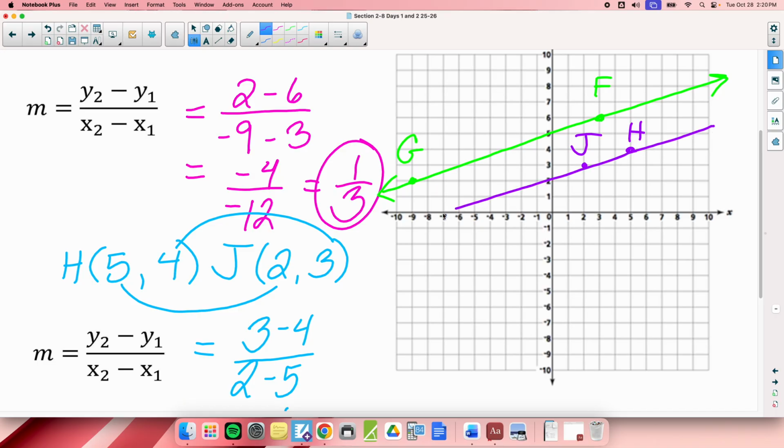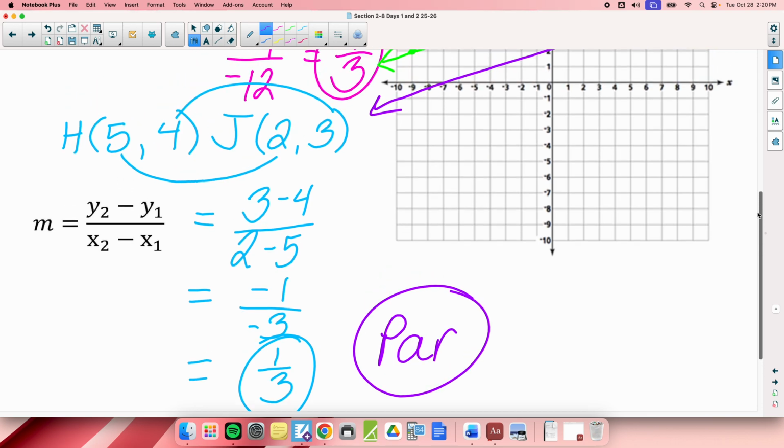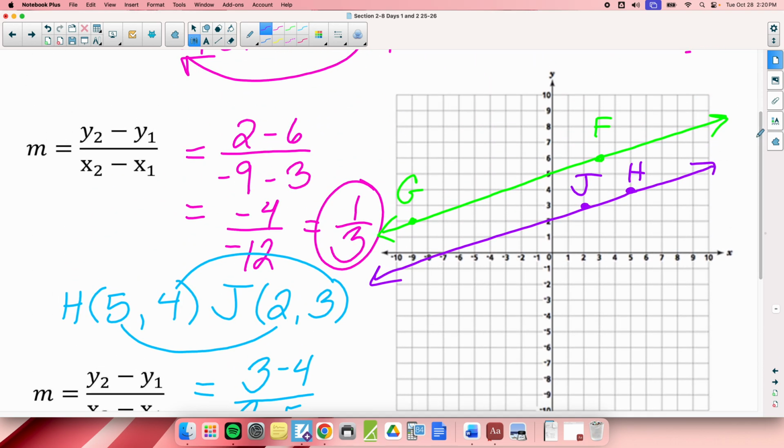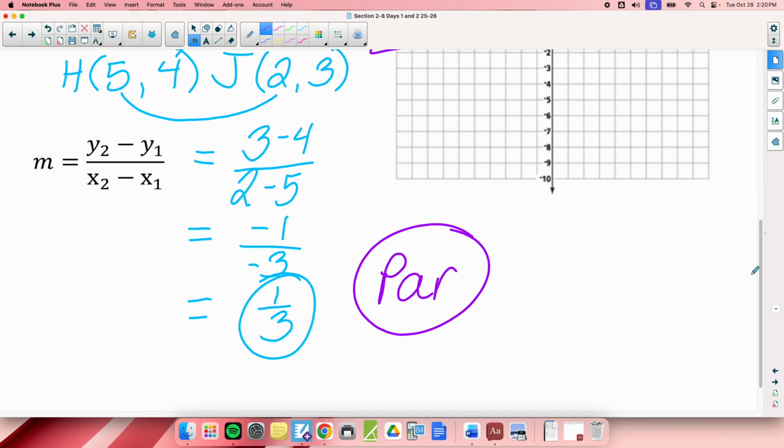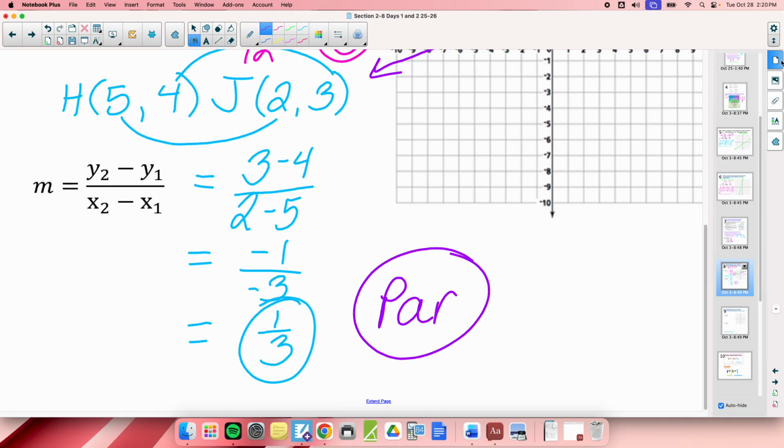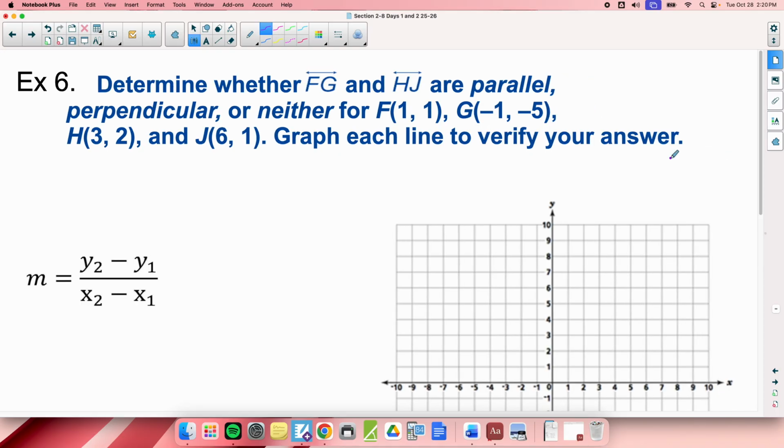So again, when you go to graph, you'll notice here my line is really bad. They should be parallel, but because I didn't use a ruler, they don't really look like it. That's why you want to use a ruler. You have to find this slope, graph them, find the other slope, and say whether it's parallel or perpendicular or neither. So let's do one more and then I'll be done for today.